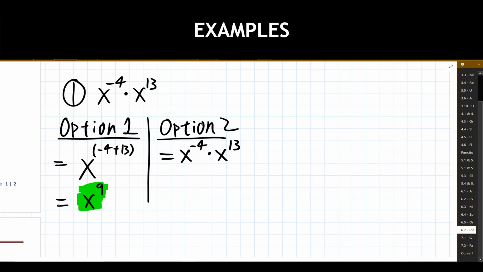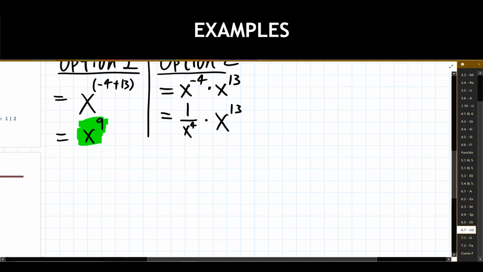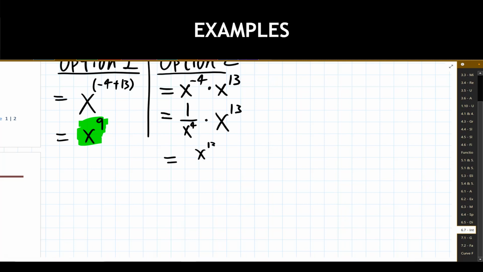So currently the x, this front value here I should say, is in the numerator spot of a fraction. The negative sign is going to flip that and put it in the denominator spot of a fraction. So this thing becomes 1 over x to the 4th power. And it's still being multiplied by x to the 13th power. Now if I multiply these two things together, multiplying fractions, we go straight across.